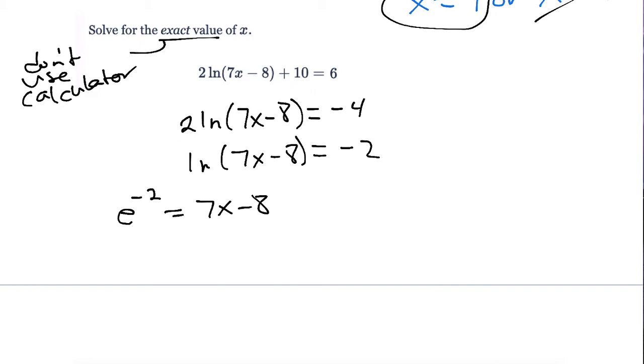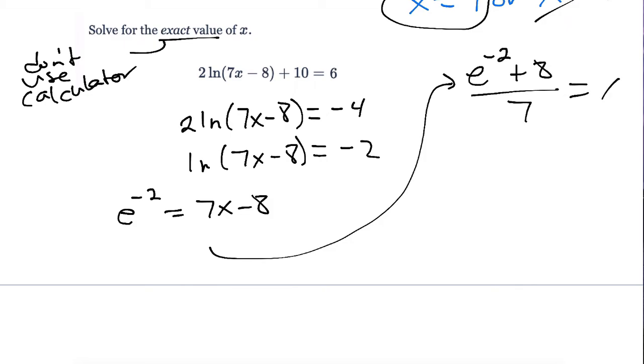Because remember, the natural log is base e. If I just wanted to not simplify, which I don't really care if you simplify, e to the negative 2 plus 8, divided by 7, is equal to x. Now I just added 8 divided by 7, and that would be a fine answer. I know you can simplify that, but I'm not going to. You could type that into your calculator, and it will give you a decimal, because e is an irrational number, and that's okay. If you're ever going to report things on an AP exam, report to 3 decimal places.